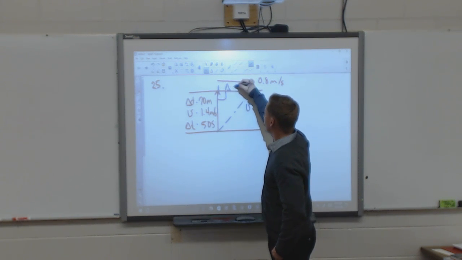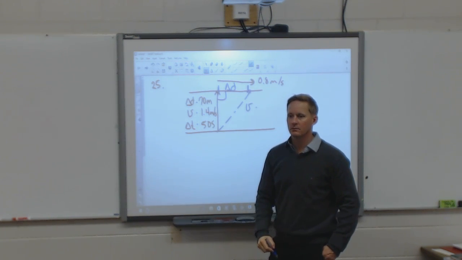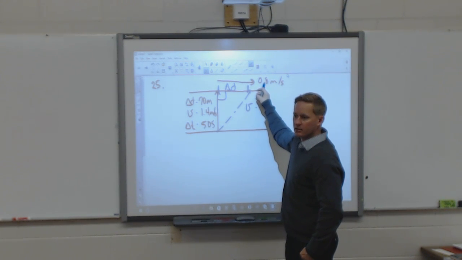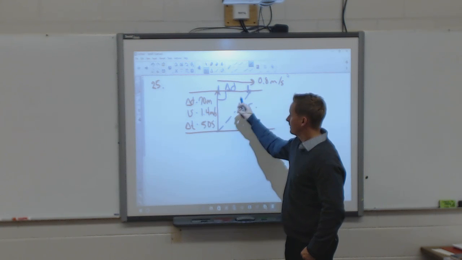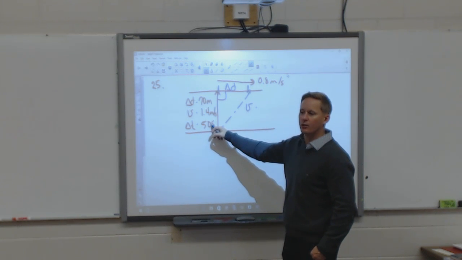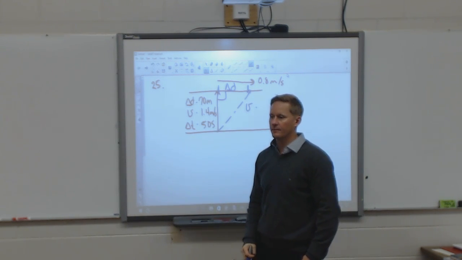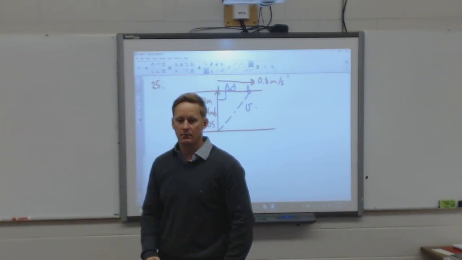Let's find out then, how do I find out the distance she ends up down shore from where she started? How would I find that distance out? 50 times 0.8. 0.8 meters per second is the speed of the current, right? And the current's pushing her for 50 seconds. Okay? So how far down shore did she end up? 40 meters. Okay?